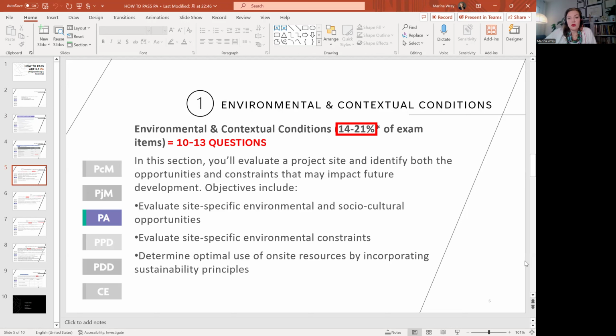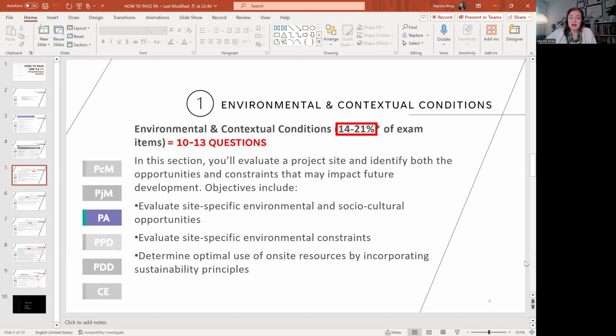That's going to be down the road. That's in the next section of the exam. But here you need to evaluate what you can use. If there's mature landscape and if there are already big trees, make sure that you do not actually remove them from the site.